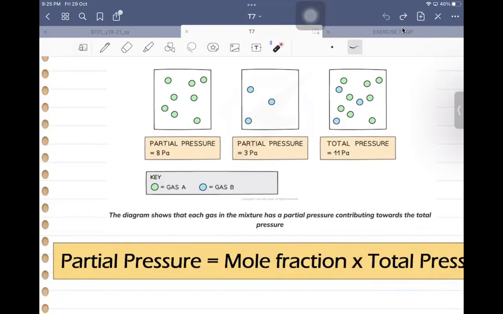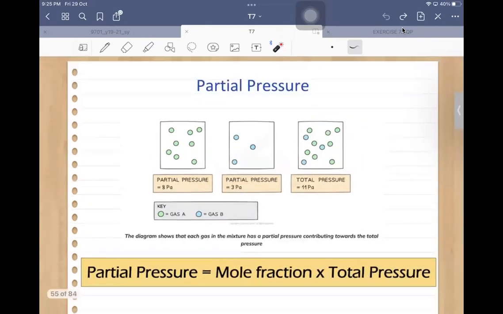That means you know how much gas A would contribute to the total pressure, right? So you would imagine the more particles, the more molecules of gas you have of that type, then the partial pressure would also be high. Okay, the bigger the number of the gas molecules, the bigger the partial pressure.